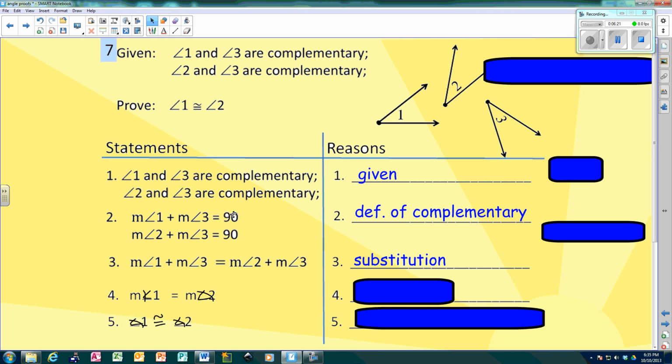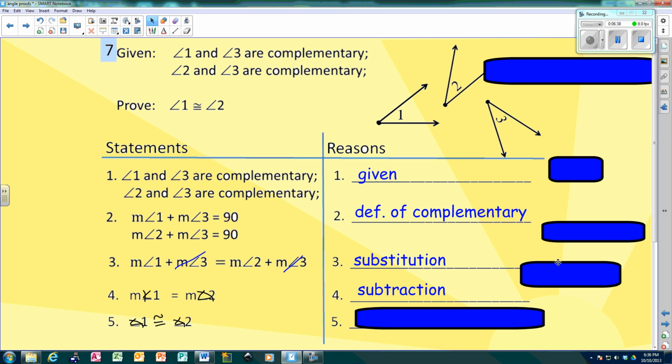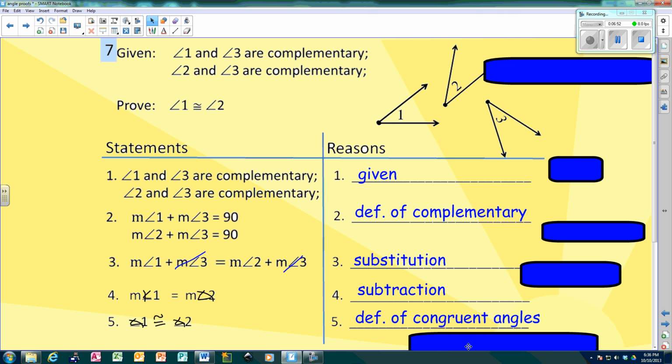So I'm going to replace it with the 90. If angle 1 plus angle 3 equals angle 2 plus angle 3, what would happen if I ditched the angle 3's? Well, then I would have angle 1 equals angle 2 by subtraction, because I'm going to subtract it. Well, remember hats on, hats off? If the measures are equal, then the angles are congruent, and that's going to be by definition of congruent angles, just like the definition of congruent segments.